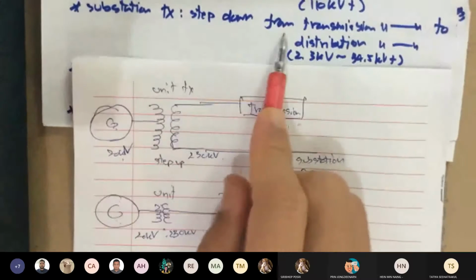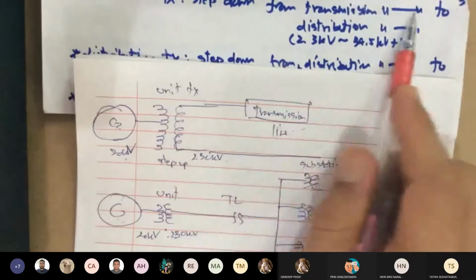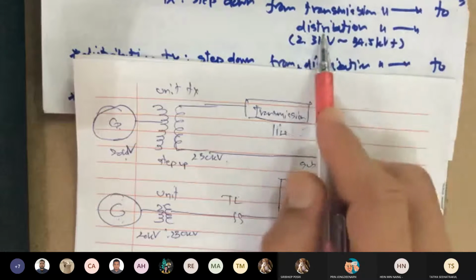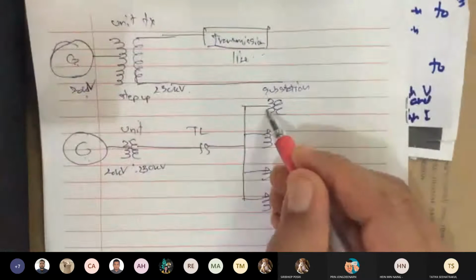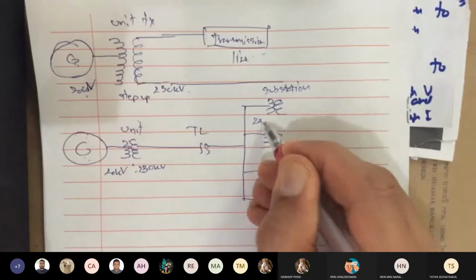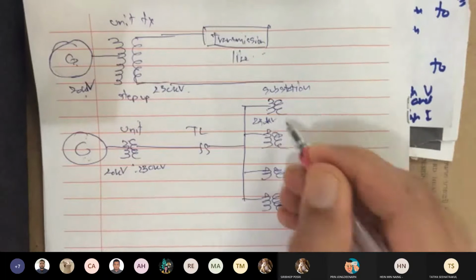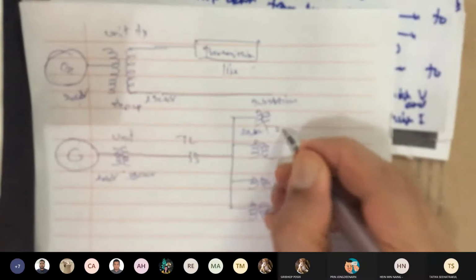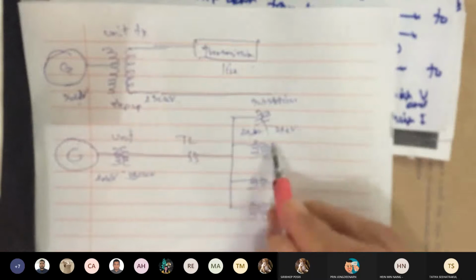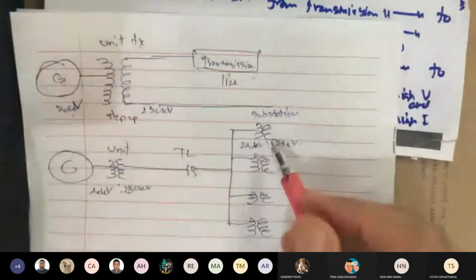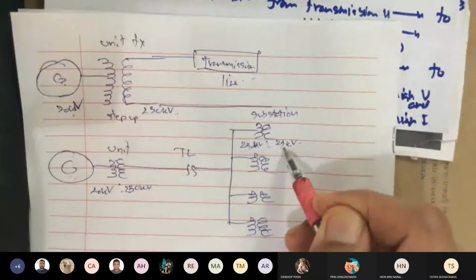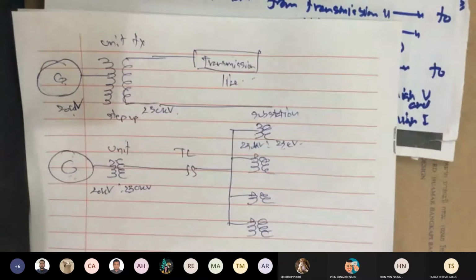Its job is to step down from the large transmission voltage level, ready to be distributed, to distribution level. So this is 230 kV. You step it down to, let's say in this case, in the tens of kV, let's say 23 kV. Or sometimes down to 2.3, but still in the range of kilovolts. Okay, so this is substation.